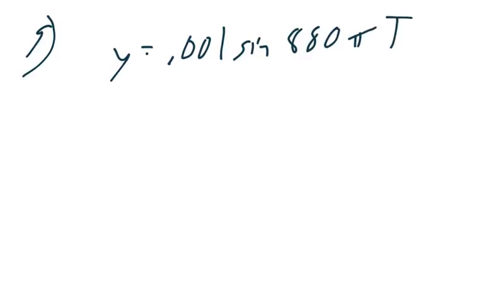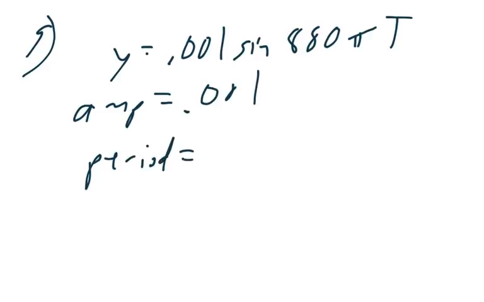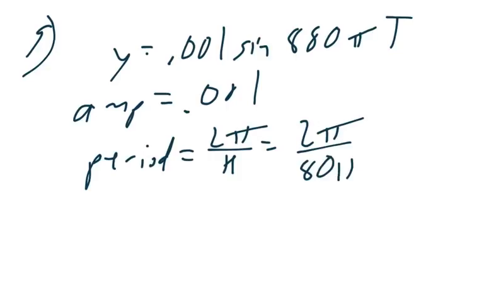For problem number 9, we're given y equals 0.001 sine 880 pi t. So what is the amplitude? The number in front. The period is 2 pi over k, which is 2 pi over 880 pi. Pi's cancel, and the period is 1 over 440.